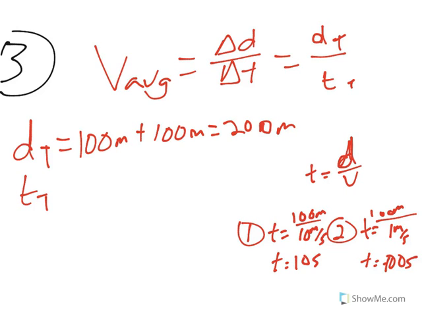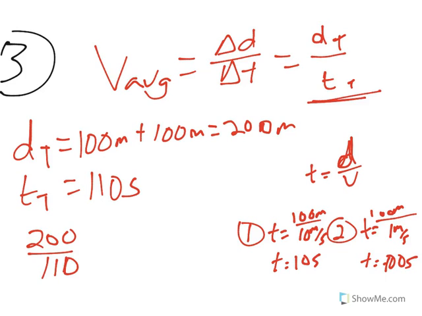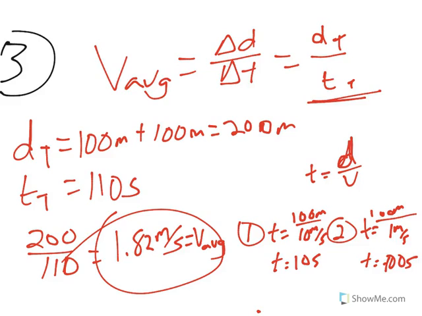The second leg was 100 meters at 1 meter per second. So we know that we traveled a total of 110 seconds. Coming back to this one formula right there, 200 divided by 110 gives us a total of 1.82 meters per second, and that would be your average velocity for that stretch.